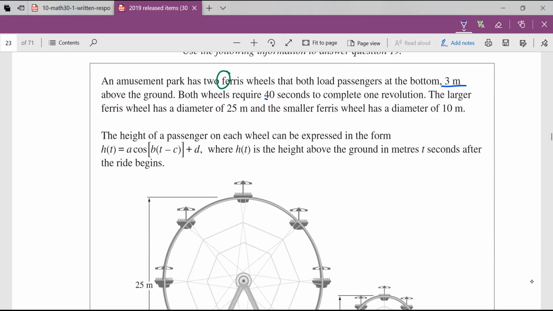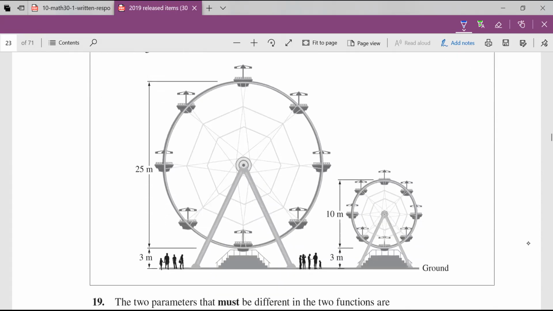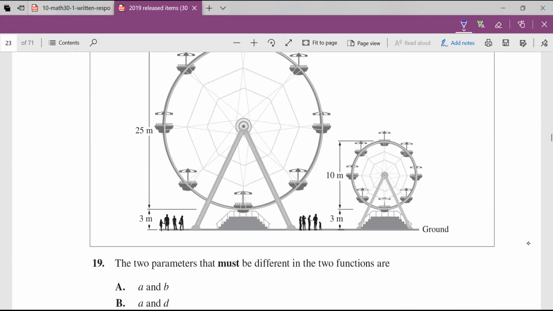Both wheels require 40 seconds to complete 1 revolution. So always make sure you know how many revolutions it's taking. The larger Ferris wheel has a diameter of 25. The smallest has a diameter of 10. The height of the wheel can be modeled by the form, and they're going to write it as cosine, where h of t is height above ground, t is time in seconds, and so on. The good old Ferris wheel question.